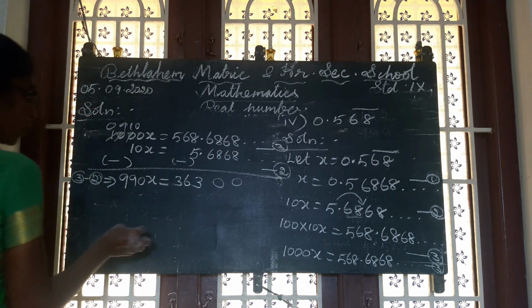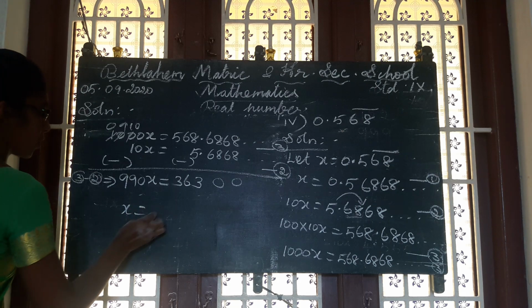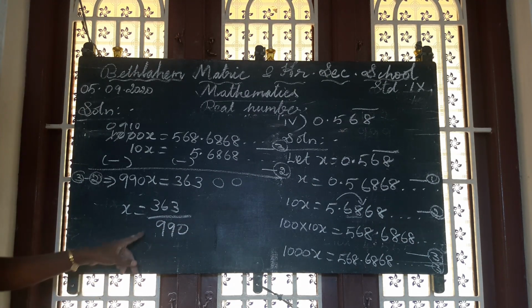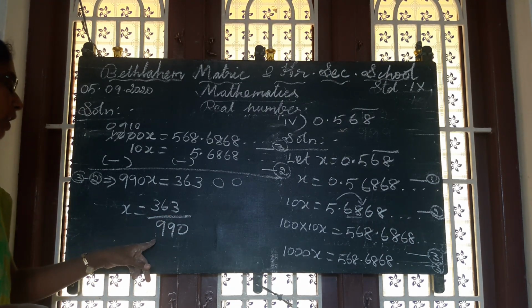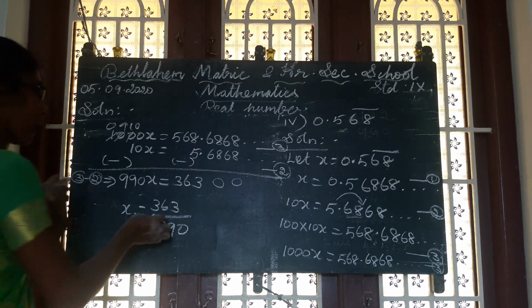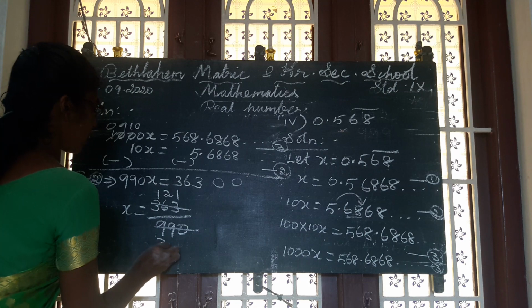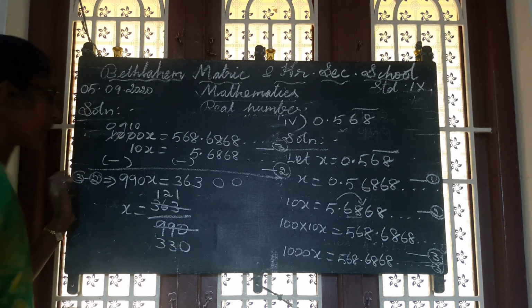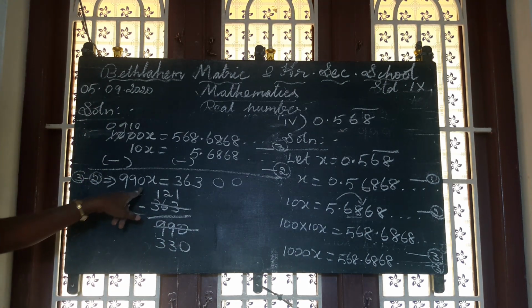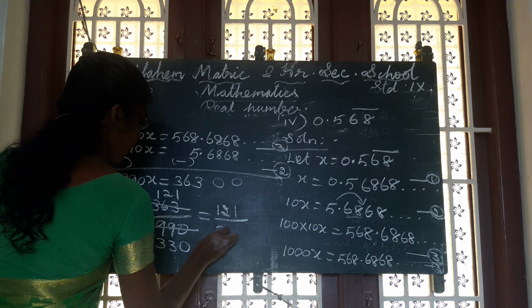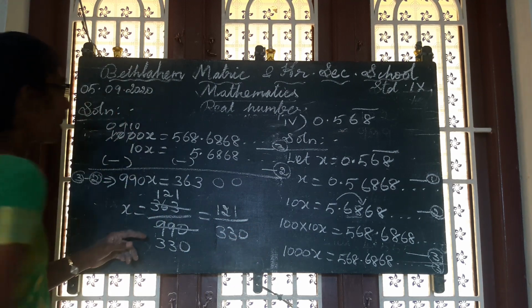So x is equal to 363 by 990. So it's equal to 363 by 990. So 121 divided by 330. Again, can we cancel? No, we cannot cancel again. So it's equal to 121 by 330 is the answer.